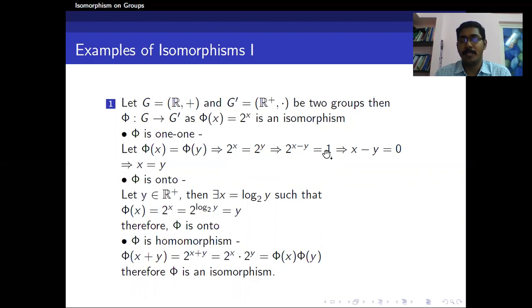So 1 can be replaced by 2 power 0. If the bases are equal, we can compare the exponents. So x minus y equal to 0. From this we get x equal to y. Therefore phi is one-one.